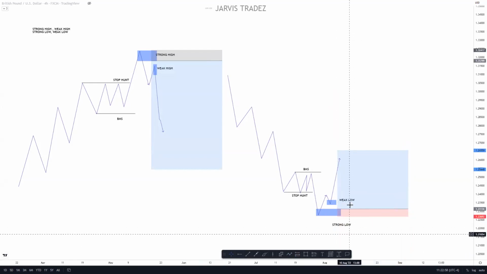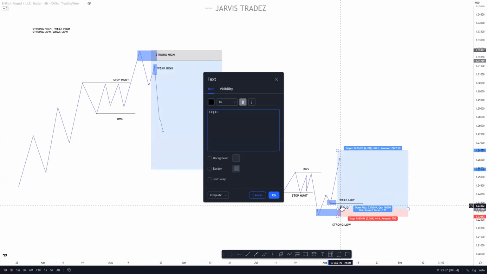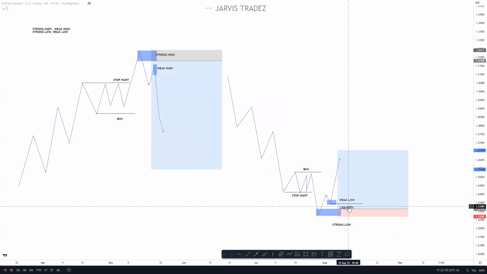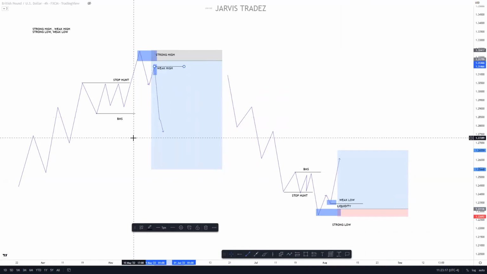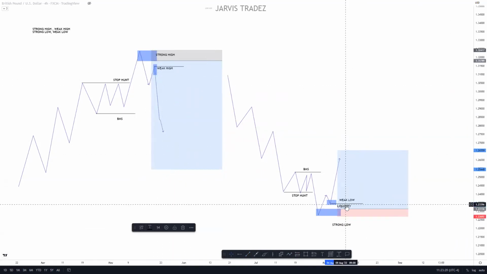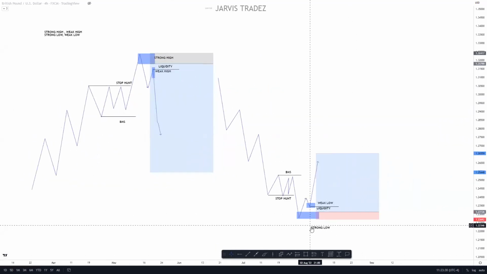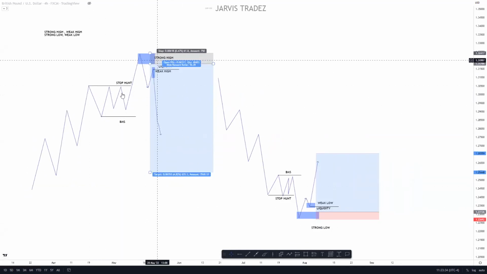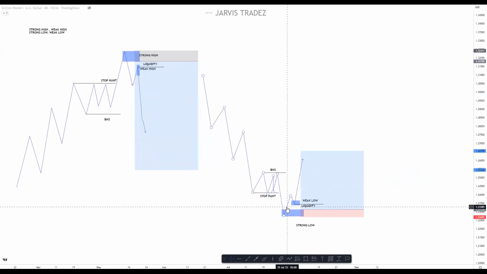And this low, I will call that liquidity. This weak low, and same thing with this lower high, I will call that liquidity again. So all the weak lows and weak highs are liquidity areas. For understanding strong highs and strong lows, a strong high needs to take out some sort of liquidity and give a BMS towards the downside. And same thing, a strong low should take out the liquidity towards the downside and make a move towards the upside.